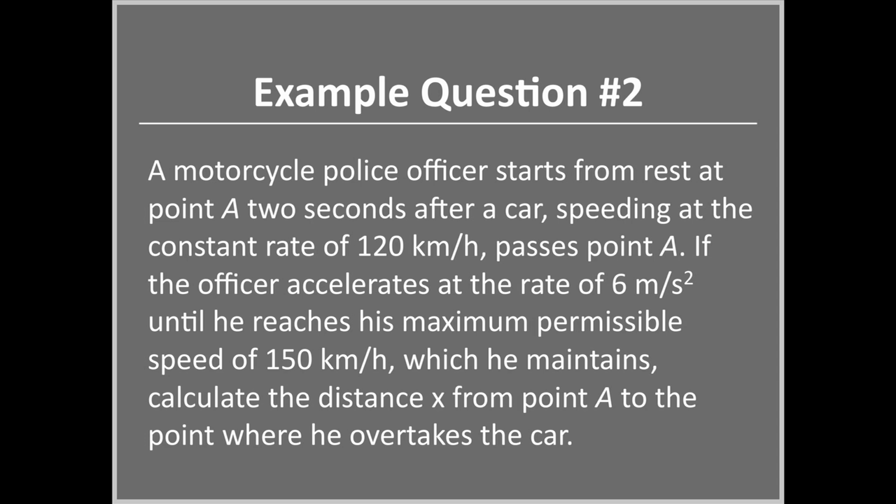This question reads, a motorcycle police officer starts from rest at point A 2 seconds after a car, speeding at the constant rate of 120 kilometers per hour, passes point A. If the officer accelerates at the rate of 6 meters per second squared until he reaches his maximum permissible speed of 150 kilometers per hour, which he maintains, calculate the distance x from point A to the point where he overtakes the car.